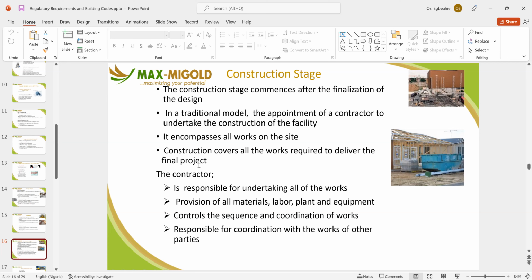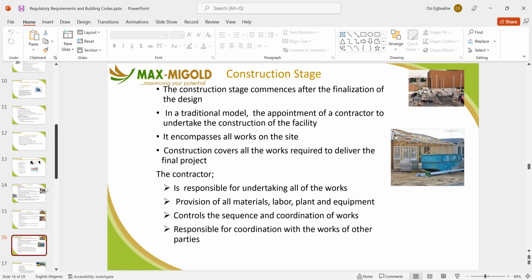We also look at control, subsequent and coordination of all the works that need to be done. The construction controls the works that need to be done on site with other subcontractors that may work under them. Also, it is responsible to coordinate with the works and other parties as it were.